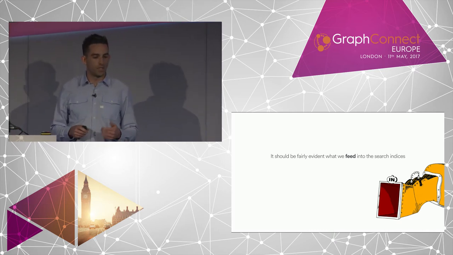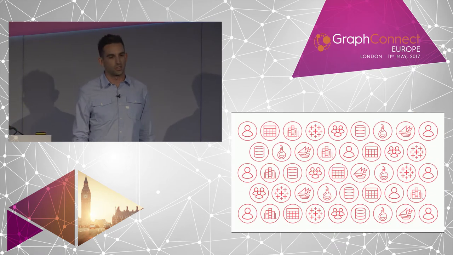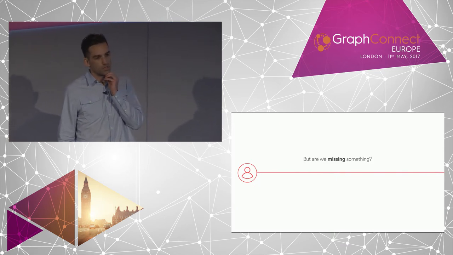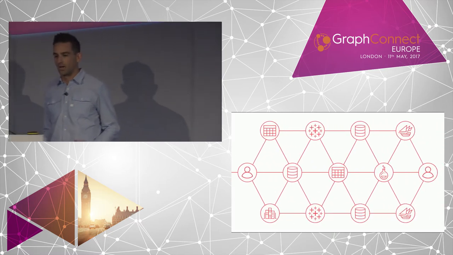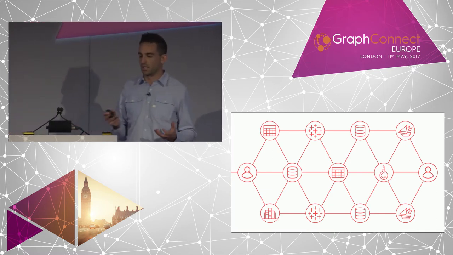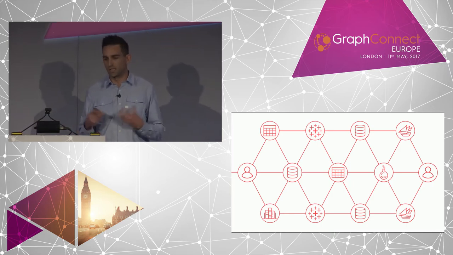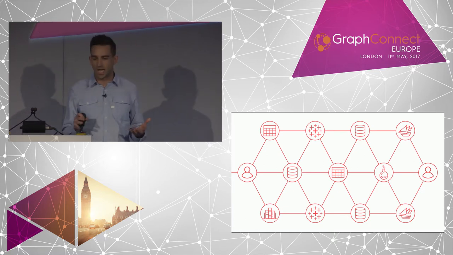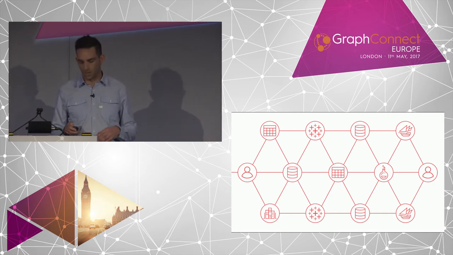It should be fairly evident what we actually feed into our search indices. It's all these data resources and their associated meta types. But the question for us is, are we missing something here? And we feel yes. Our ecosystem is a graph. The data resources are nodes, and the connectivity is the edges or relationships. The relationships provide the necessary linkages between our siloed data components, and the ability to understand the entire data ecosystem, all the way from logging to consumption.